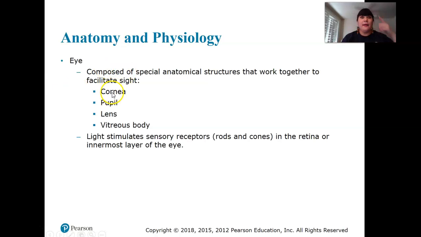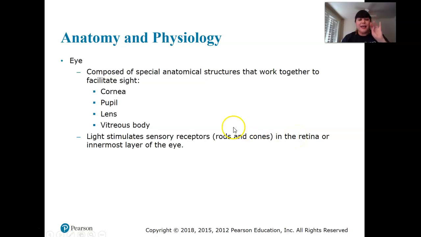Okay, so cornea, that clear part that we see, if you have contact lenses, you're putting them right on top of the cornea. Pupil, that's, you know, the colored part of the eye, and so that can constrict or dilate to allow light to pass through. Lens, that's the hard part. That's an actual physical hard part of the eye that helps with focusing light. Vitreous body, that's the space, right, filled with the vitreous humor. That's the kind of gelatinous clear fluid. Light stimulates sensory receptors, the rods and the cones, in the retina.